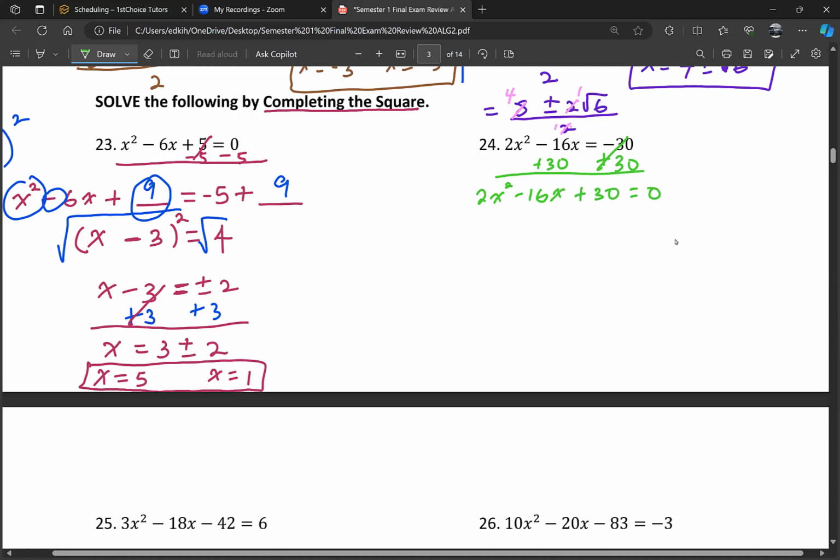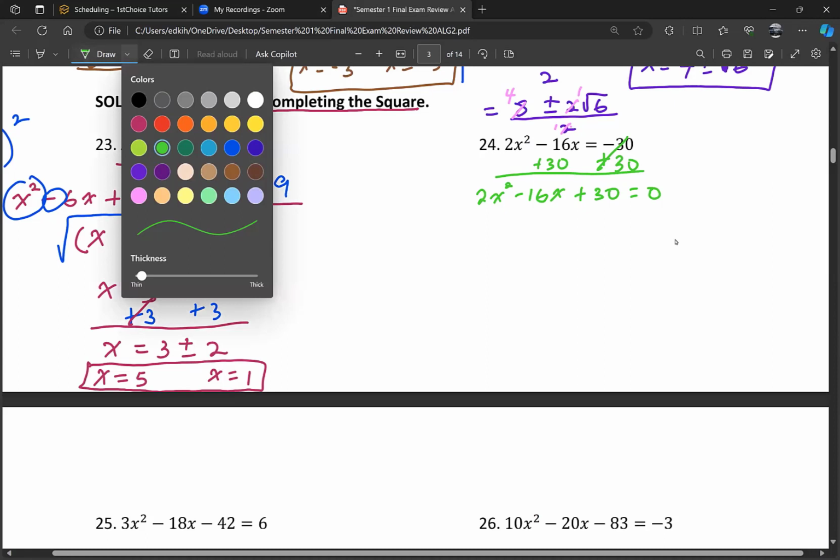Now here's a big caveat about solving quadratic equations using the completing the square method. You can only do so if, actually, hang on a second. I'm going to change something here.